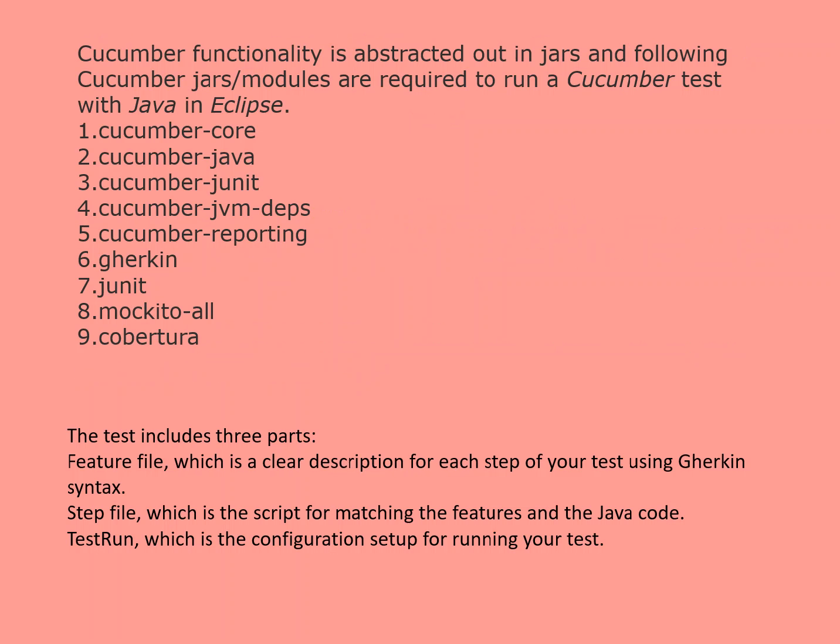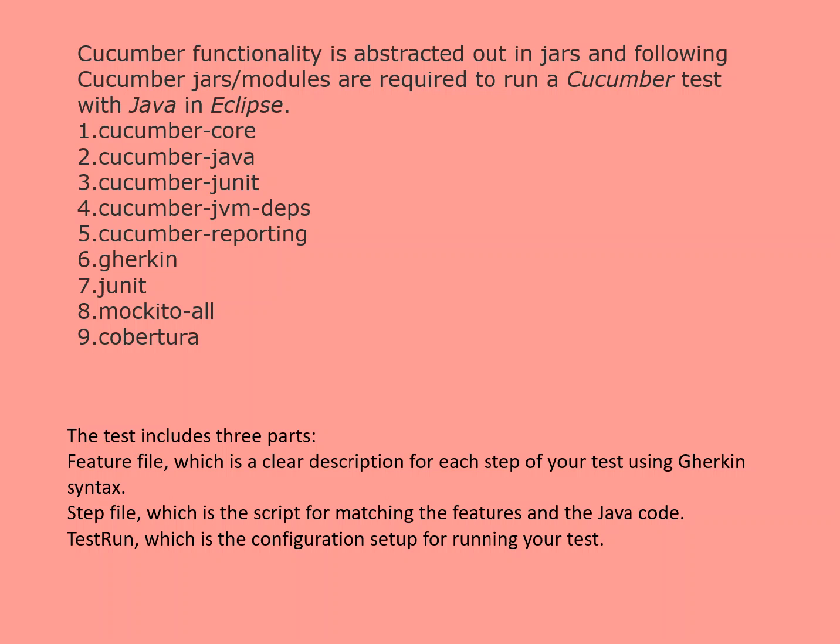And moving on to the second slide. After that we have to make sure that we get all the Cucumber functionality so that we can run the Cucumber test case without any issues. So here are the 9 different jar files that we commonly use. You have to get all these files and add them as external jar files to Eclipse.